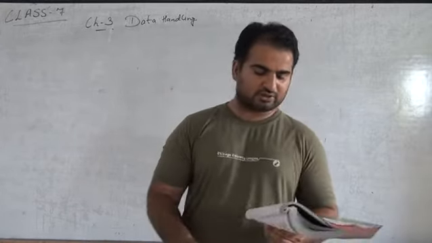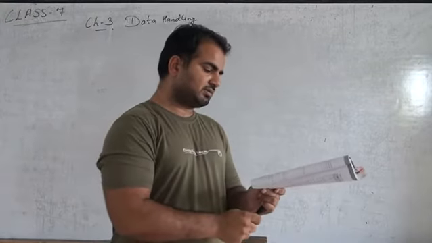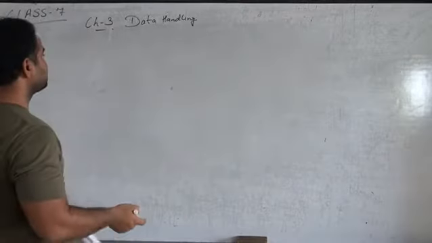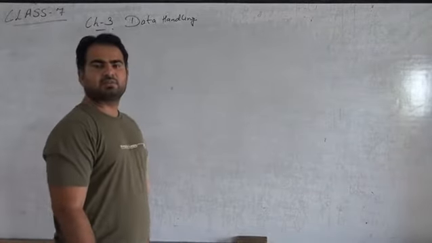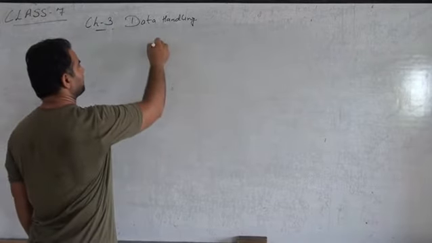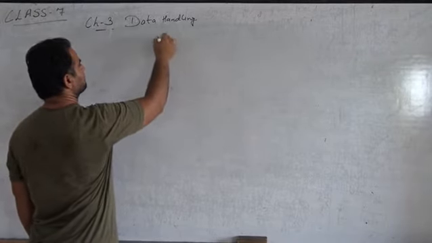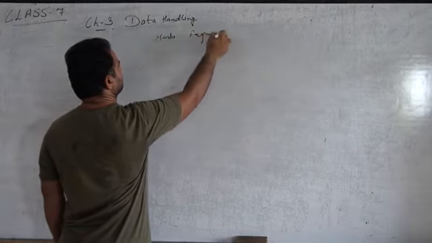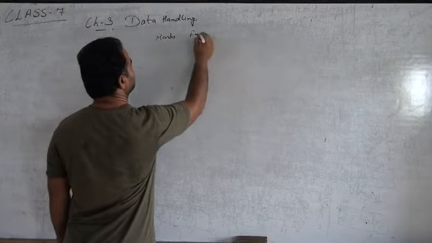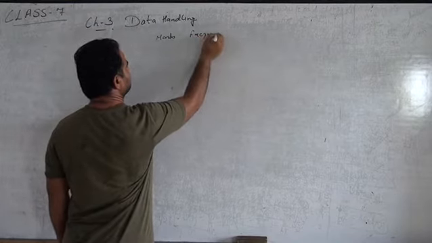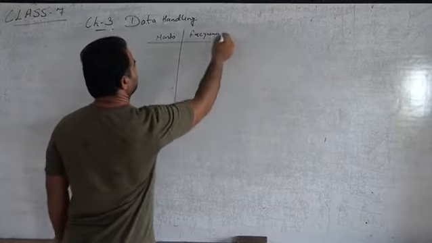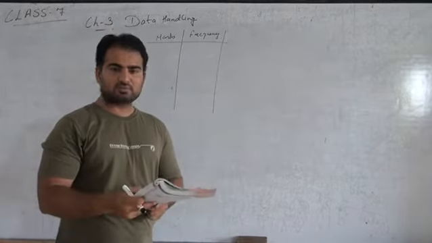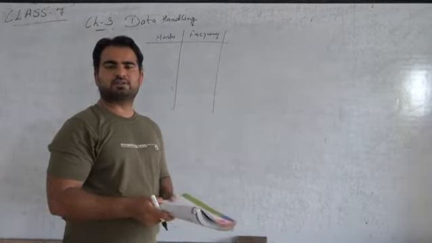Question number 2 is: organize the following marks assessment in a tabular form. First write how many marks they got, 1 mark, and then its frequency. Listen class, what is frequency? Frequency means the number of times it has been observed in the table.